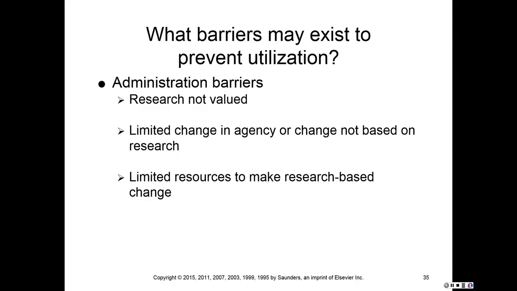What barriers may exist to prevent utilization? Well, there are administrative barriers that may have to be overcome. One barrier is that research may not be valued. A limited change in the agency, or change is not based on research. Limited resources to make research-based change.